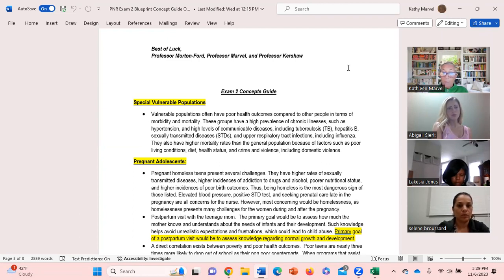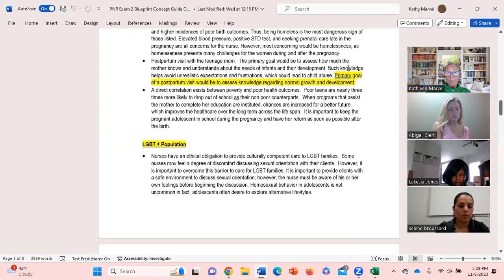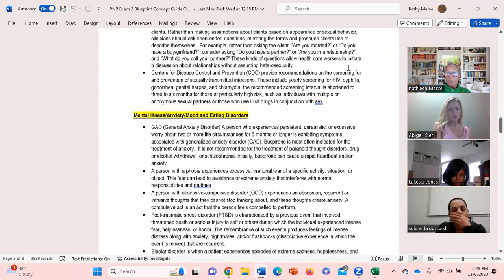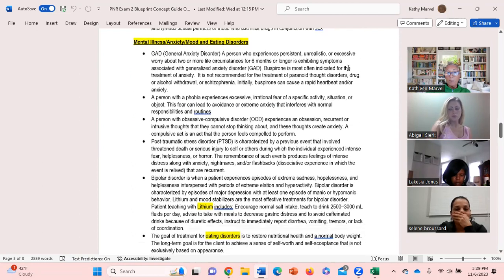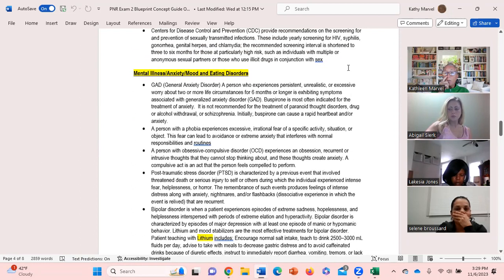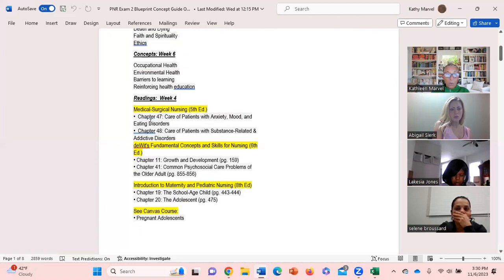Make sense? So pregnant adolescents, LGBTQ, mental illness, anxiety. Don't forget about eating disorders. We didn't really cover that in class, but it's within your reading in week 4. Where is it? Right here, chapter 47. Make sure you have a look at eating disorders. That's why it's on your concept guide.